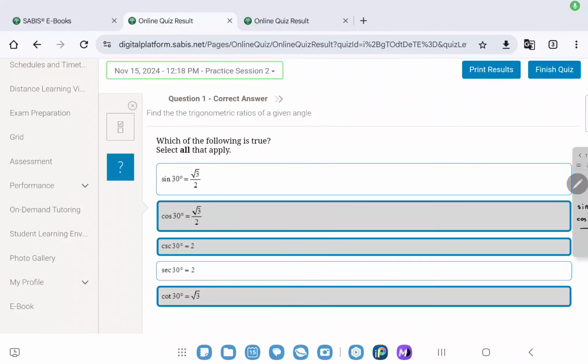Hi everyone, so now this is the 4.4 geometry quiz and let's start.